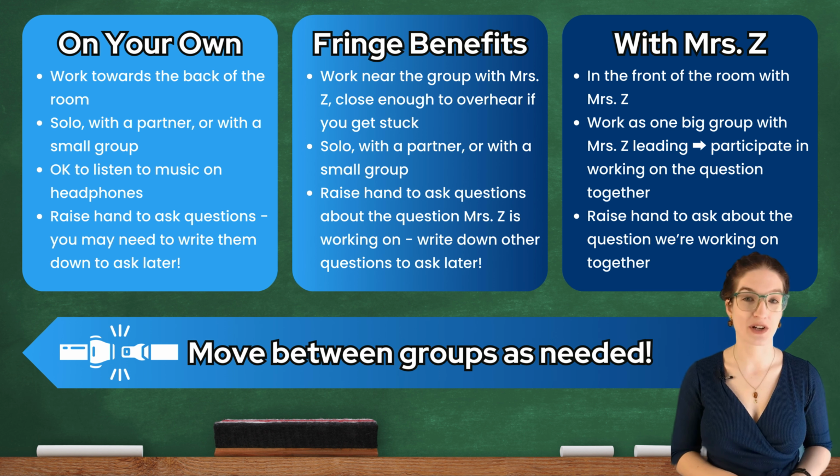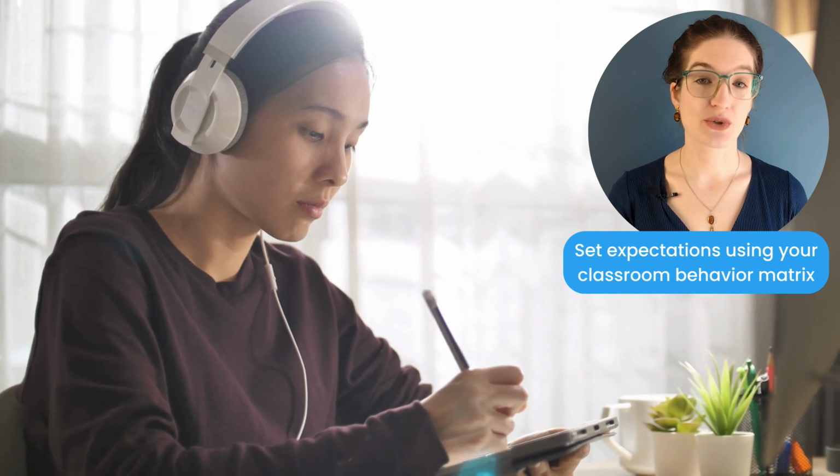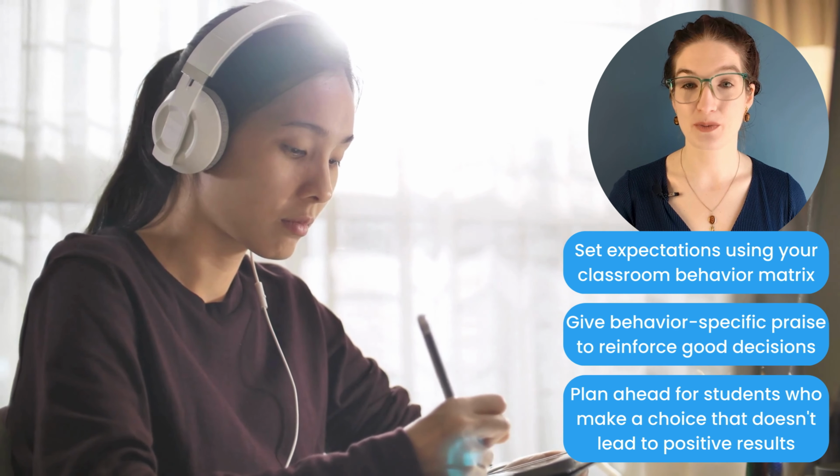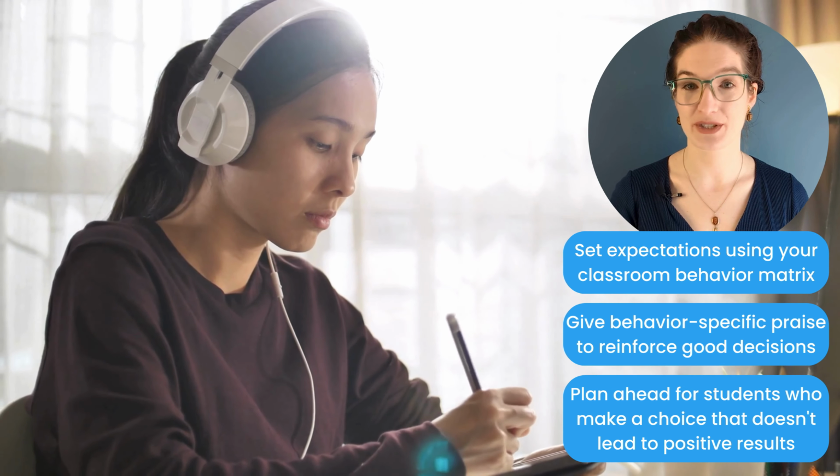Providing student choice also means helping students identify and avoid their own negative behaviors. For example, a student who doesn't work well with others might self-select the independent work group and then choose to listen to music on their headphones while working solo. Set expectations using your classroom behavior matrix and give behavior-specific praise to reinforce good decisions. Plan ahead for students who make a choice that doesn't lead to positive results.